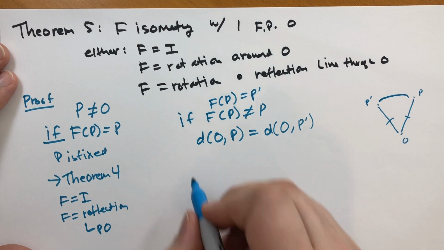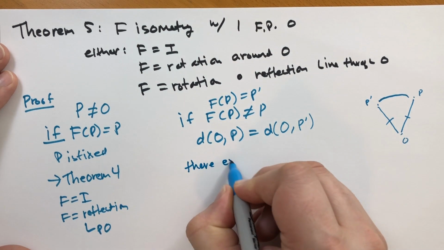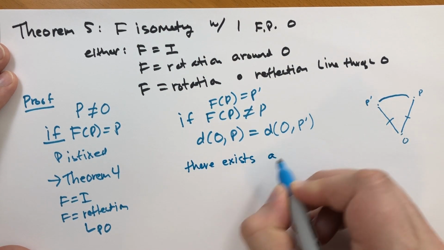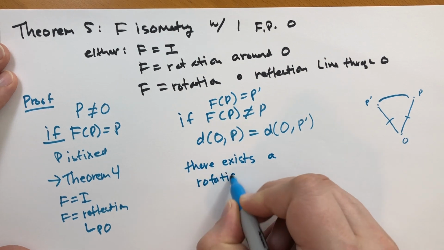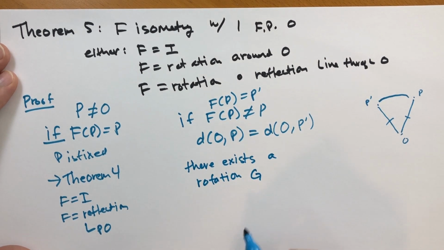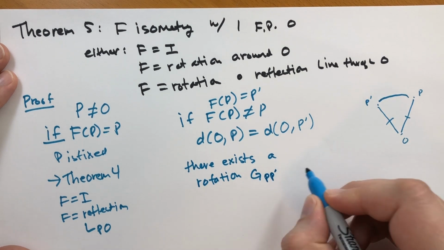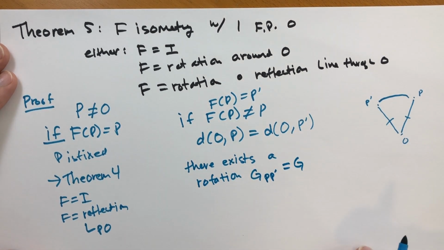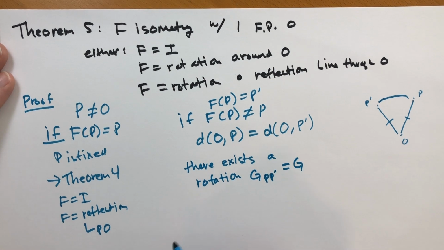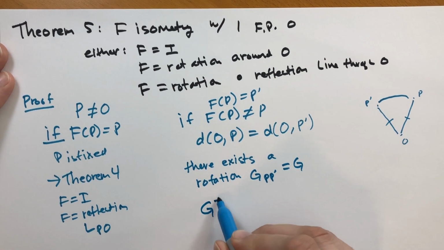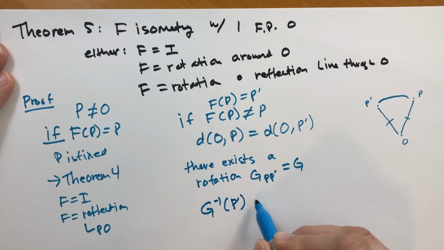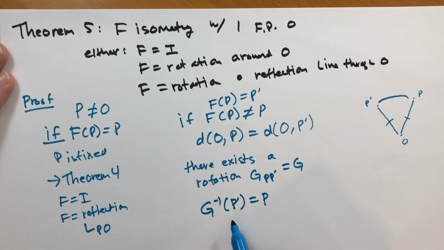Now we say there exists a rotation. We'll call it G. We're not talking about any other point, so we're going to say G. Note that G inverse applied to P prime is equal to P. So the inverse image of P prime through G is P. Let us denote this rotation by G.